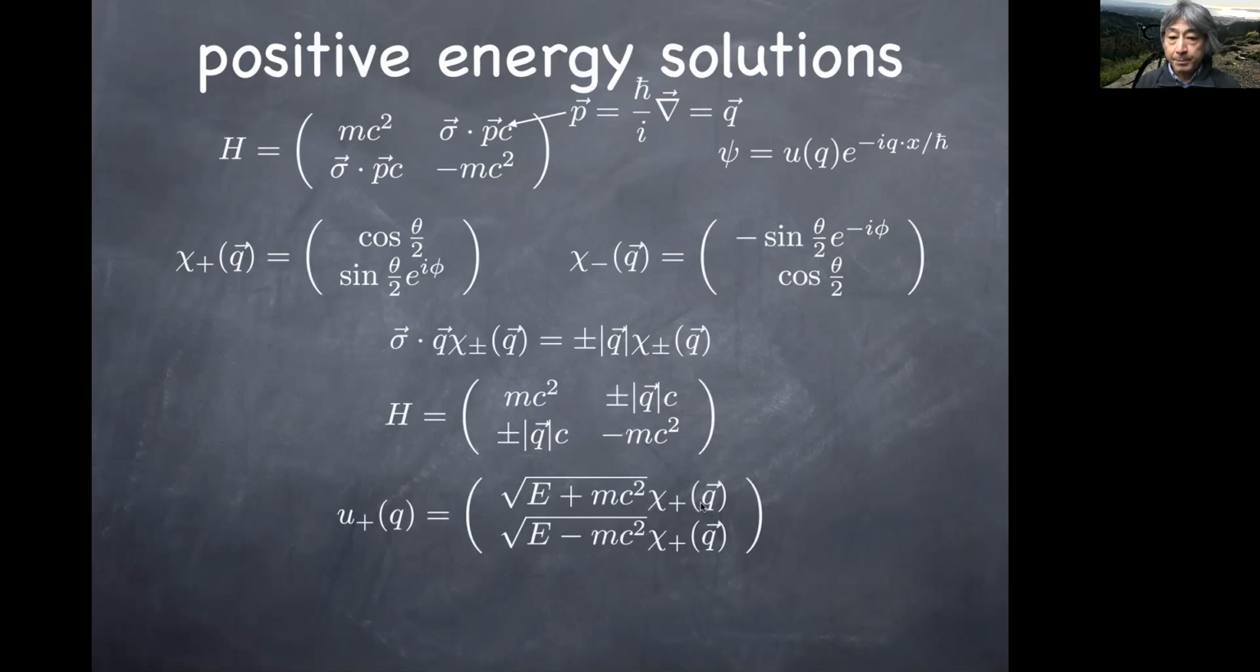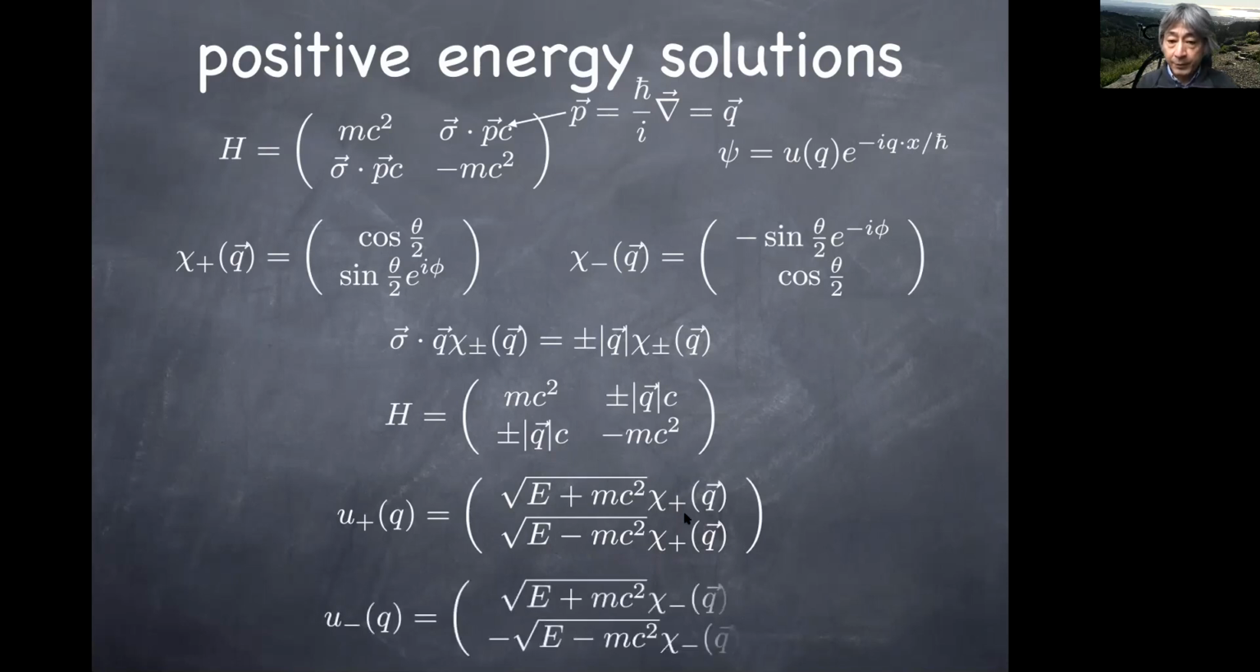When I use chi plus, in order to diagonalize this matrix, I'm supposed to put the square root factor of E plus mc squared for the upper two components, because this is a two-component spinor, and square root of E minus mc squared for the lower two components. Again, chi plus is a two-component spinor. And altogether, this is now the full four-component solution as an eigenspinor of this Hamiltonian.